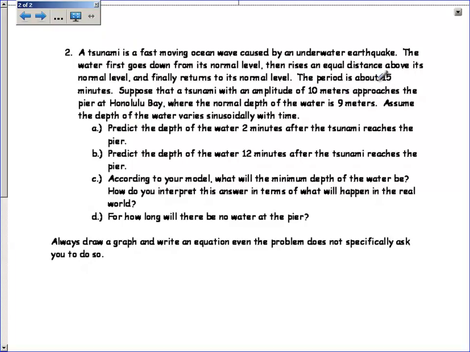Alright, so I've got the period of this tsunami is 15 minutes, and it's got an amplitude of 10, and the normal depth of the water is 9 meters. So let's see if we can. Here you see A, B, C, and D. I'm not asking for the equation, but I sure need that. So let's take a look at what's going on here.